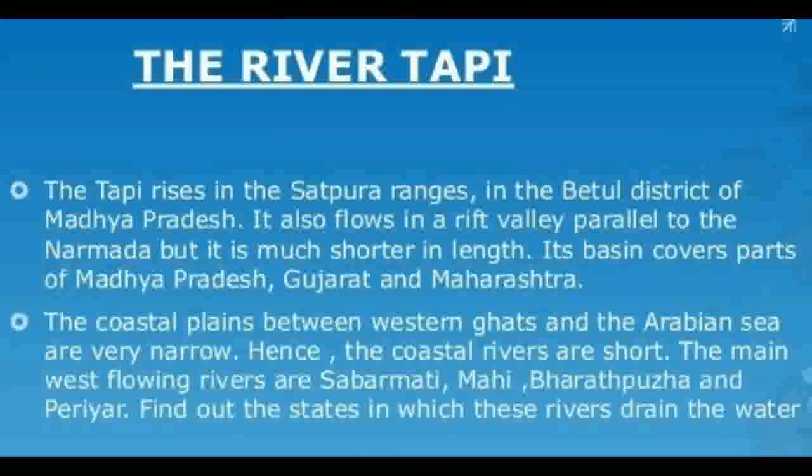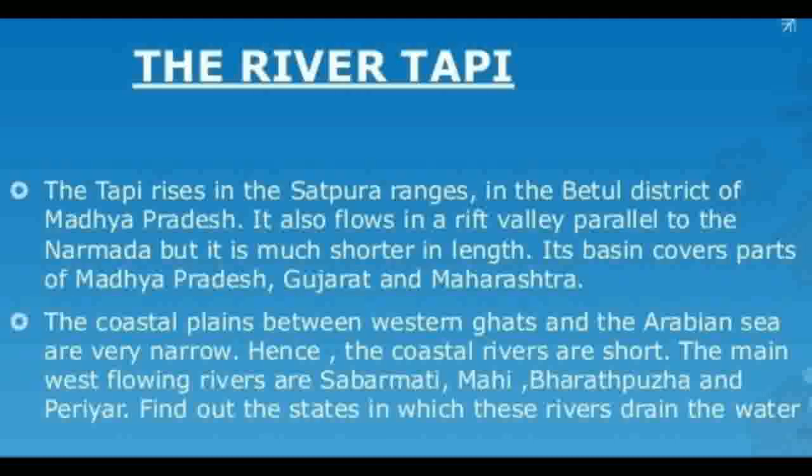The second important river which is flowing towards the west is the river Tapi. It has its source in the Satpura range in the Betul district of Madhya Pradesh, and flows through a rift valley parallel to the Narmada. It's much shorter in length as compared to the river Narmada. Its basin covers parts of Madhya Pradesh, Gujarat as well as Maharashtra.